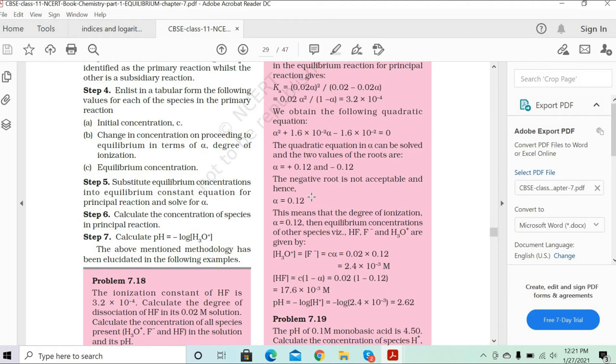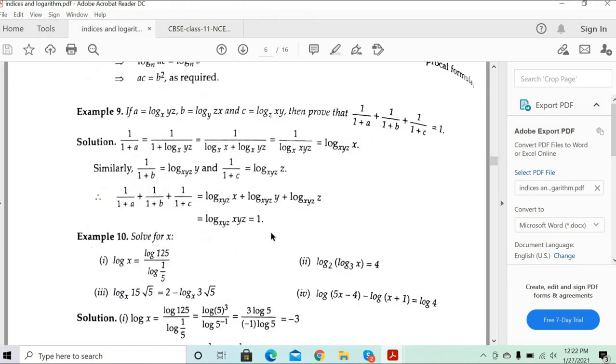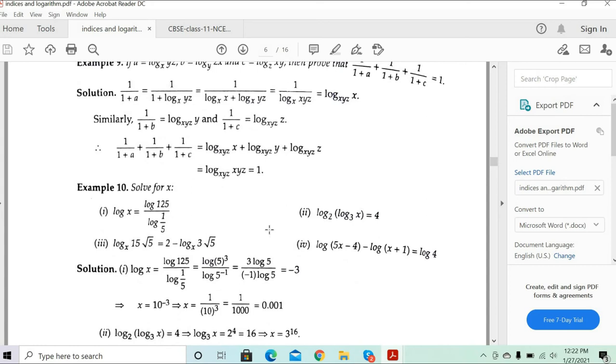Sir? Yeah, then you go. Can you explain example 10? Example 10 is not clear to you? Okay. See, solve for the x. The second part, okay. Log 2 log of 3x is equal to 4. Okay, so how do you represent here?